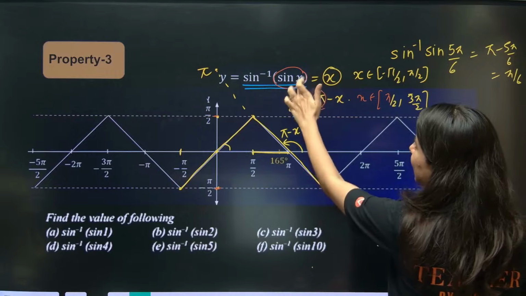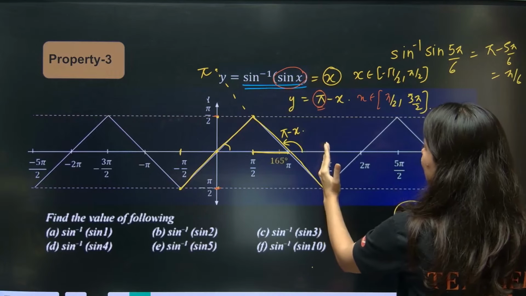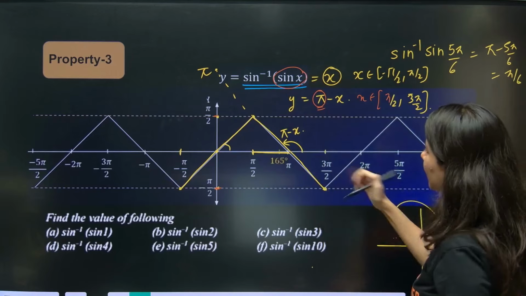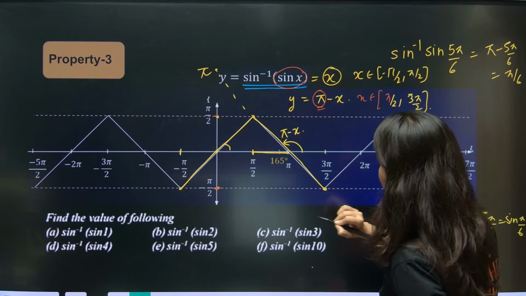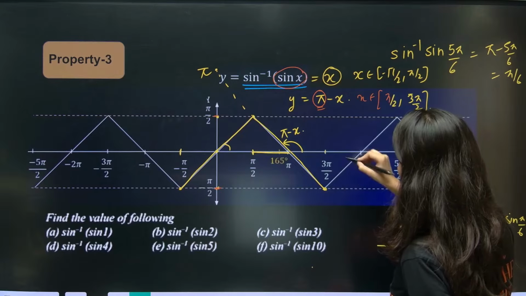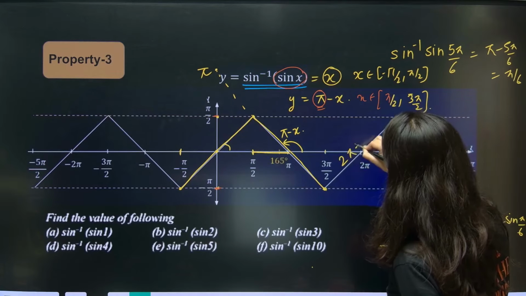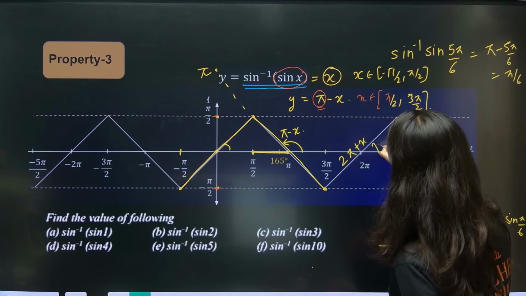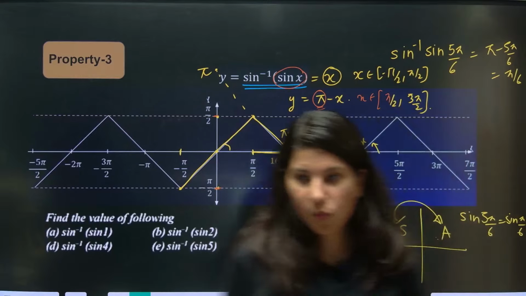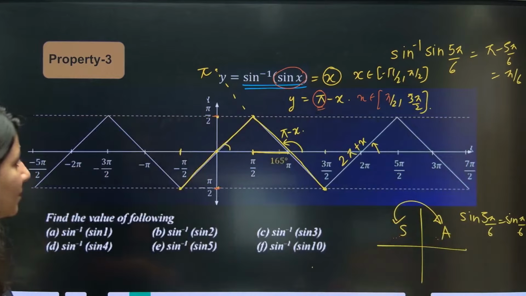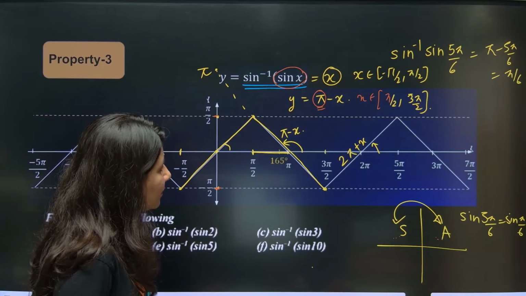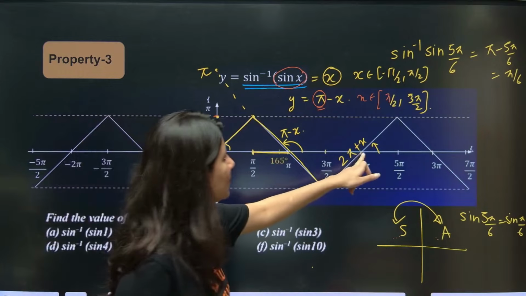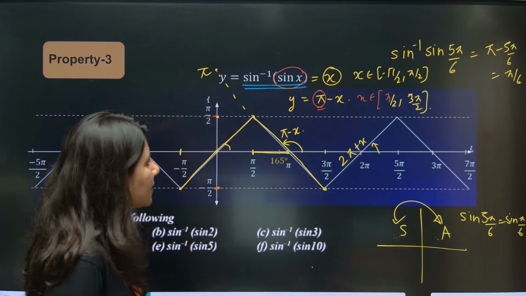Now if your angle is lying in fourth quadrant, then what will happen? It will become 2 pi plus x. Can you see this? 2 pi plus x.